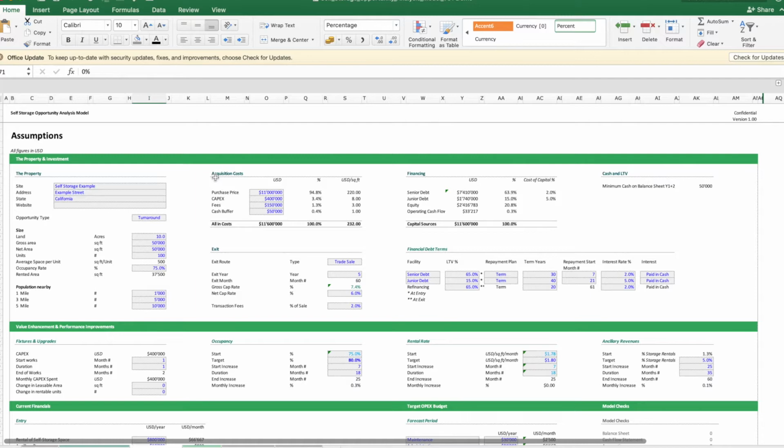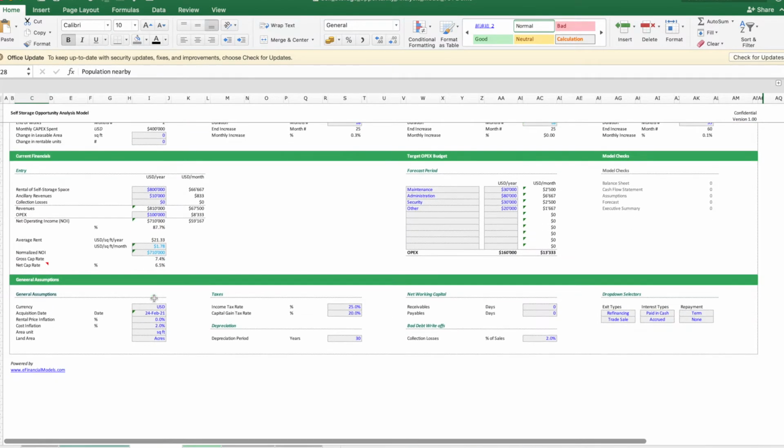The first set of assumptions is related to the property, the specs of the property in terms of the size, the land, the available space, the net leasable space, and the number of units which can be rented. Then we also need to know how much of the potential rental income currently is realized. For this, we will need to also understand what is the current occupancy rate. And we also want to understand what's the population living nearby in close driving distances.